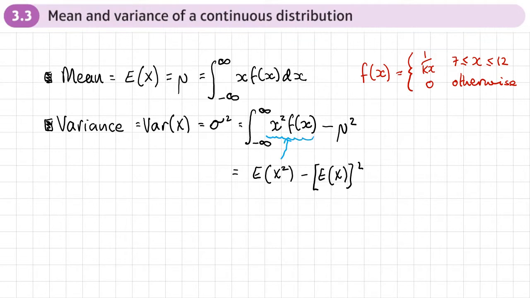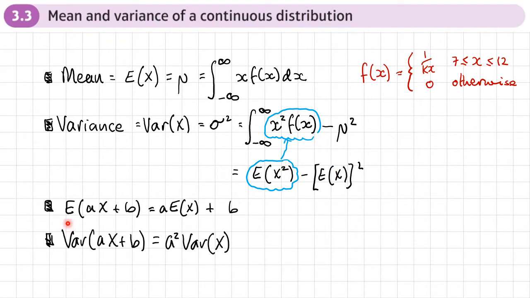So when we do this part and integrate it, it's the same as this part. So think about multiplying f of x by x squared, and multiplying f of x by x. And lastly, just like the rules we have for discrete random variables, we've got similar rules for coding with the mean and with the variance. So E of ax plus b is equal to a times the mean plus b, and the variance of ax plus b is a squared times the variance.